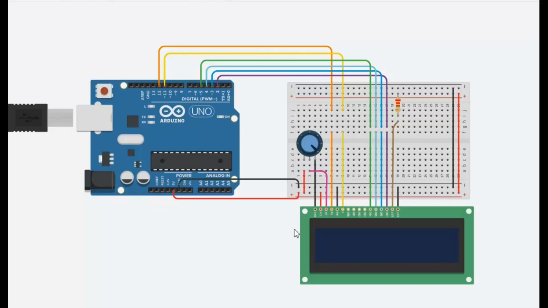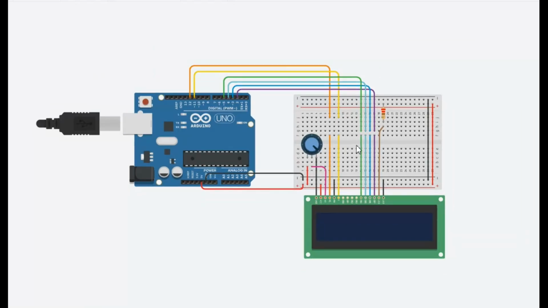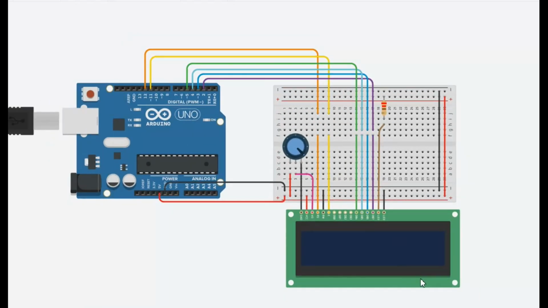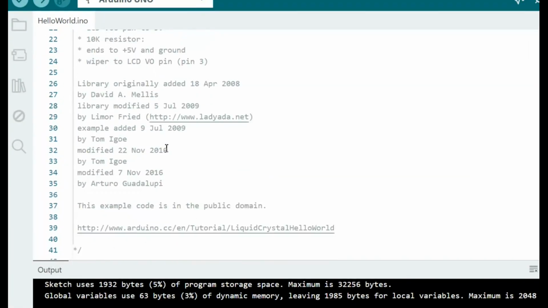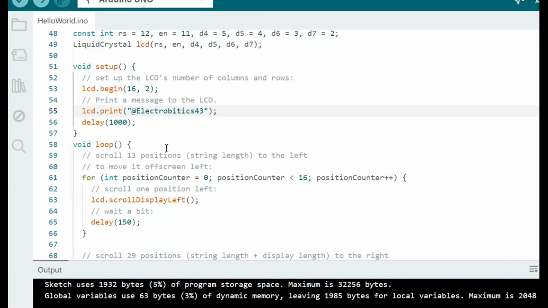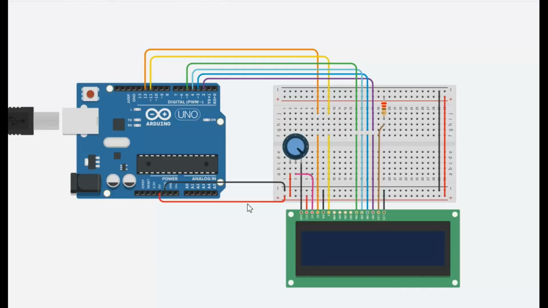For the explanation of this project, I am using this Tinkercad. This is the free software, and then I will explain the code, which is the Arduino code. I will also add the link of the code in the description. So let's start. So we are using this Arduino Uno for this project.